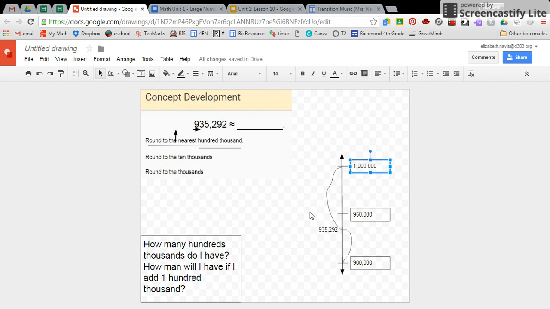Okay, which of those two is the smallest jump? That's right. This jump right here is smallest, so 935,292 is closer to 900,000. So it would round to 900,000. We're going to put that up here. Okay. Now, I want you to pause the video, and I want you to try to do the same process, but using our 10,000s. Come on back here when you finish, and we'll check to see if you're right.